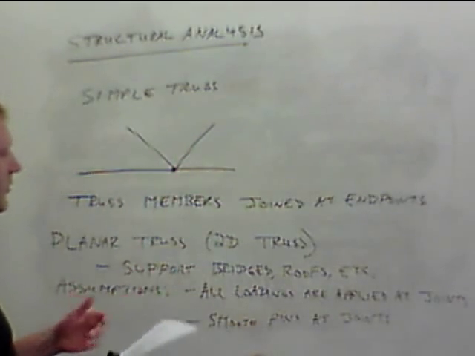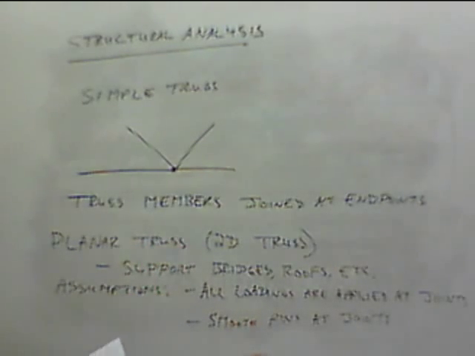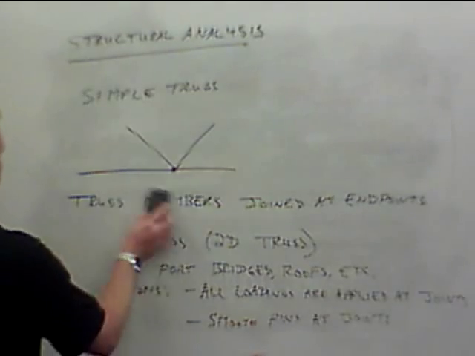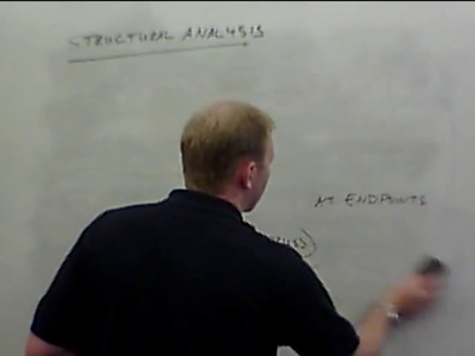Again, a long narrow beam is very strong in tension and compression, but very weak in bending. So that allows us to take our approach in analyzing trusses. So, simple strategies here for looking at trusses.